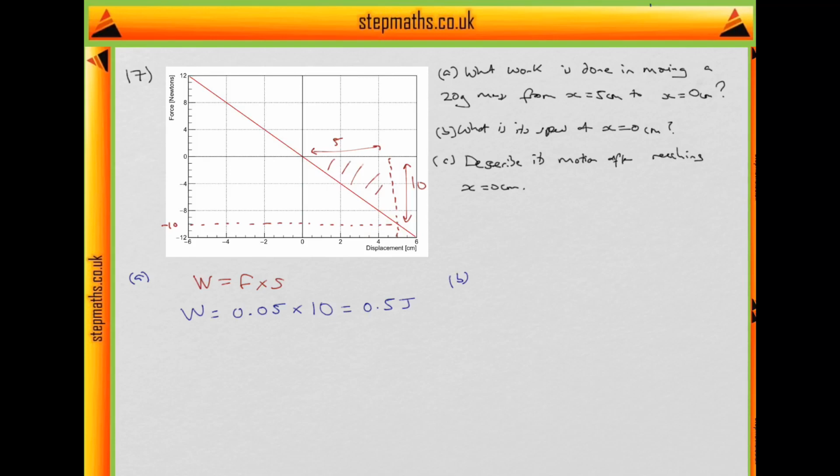Okay. B says, what is its speed at x equals 0? Well, we know it started from rest and it had work done on it. So we know that this work done is going to be equal to its change in kinetic energy, presuming it's not gaining any other form of energy. So that's equal to 1/2 times m times its velocity squared at x equals 0. Therefore, 0.5 is equal to 1/2 times 0.02 v squared. And therefore, 1 divided by 0.02, which is equal to 50, is equal to v squared, and therefore its velocity is equal to the square root of 50 meters per second.